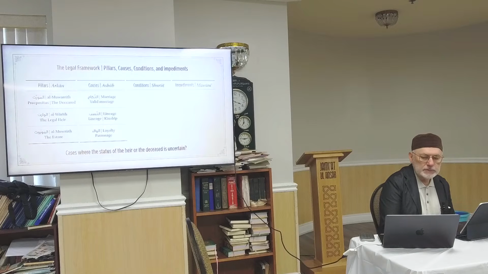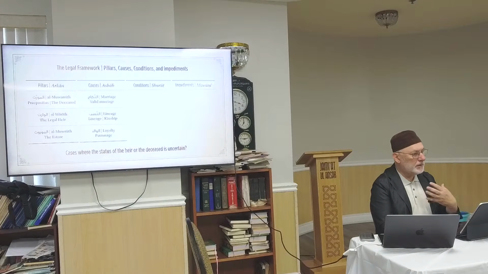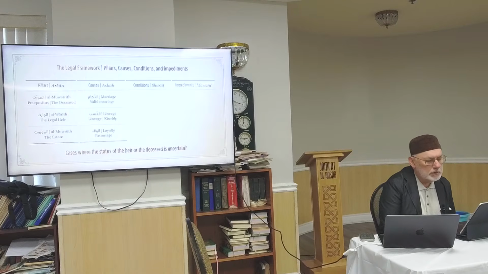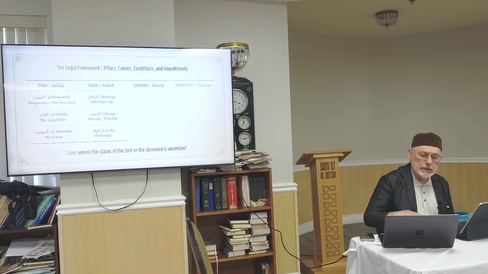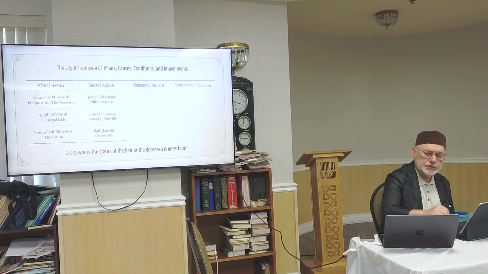The second one is lineage. This is the blood relation established by either formal acknowledgement, what they call iqrar, or established by blood. And loyalty.